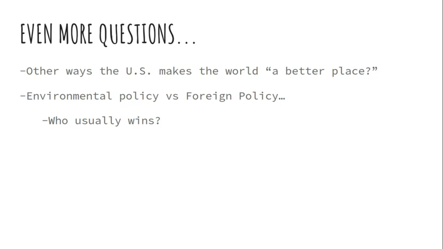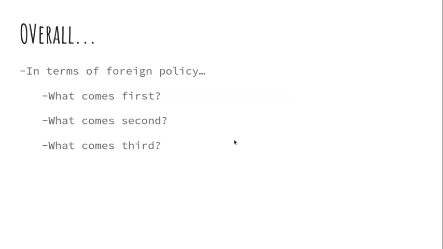We're going to look at environmental policy because that's a pet cause of mine. Specifically the relationship between environmental and foreign policy, that dynamic between protecting the environment and, again, protecting American interests and hopefully improving the world. Who usually wins that? I think you could probably guess what the answer is going to be, but we'll look at that. Overall, in terms of the three goals, like I said, we'll rank them in order of the importance that the federal government places on them.